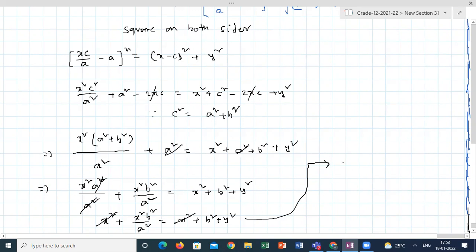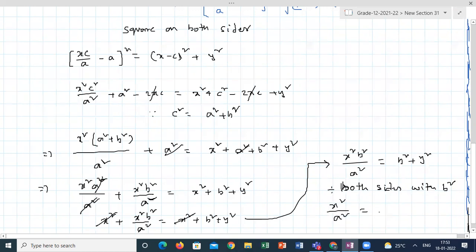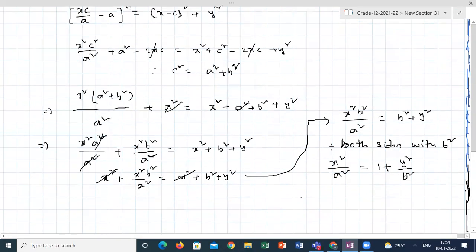Agree? Yes, sir. Finally, x square b square by a square is equal to b square plus y square. Divide both sides with b square. What will I get? x square upon a square equals 1 plus y square upon b square. If I'm taking all variables on one side. Okay, sir. Got the answer, sir.